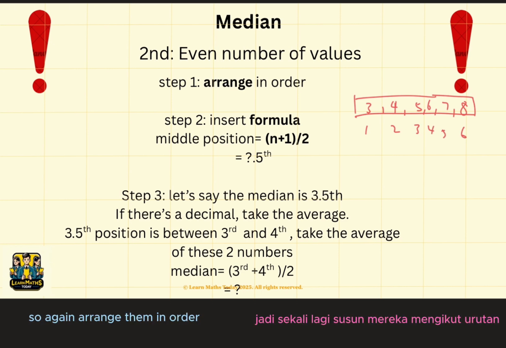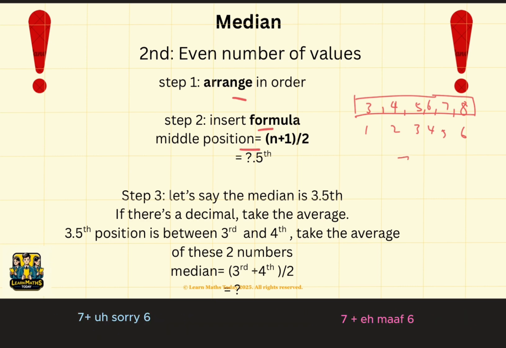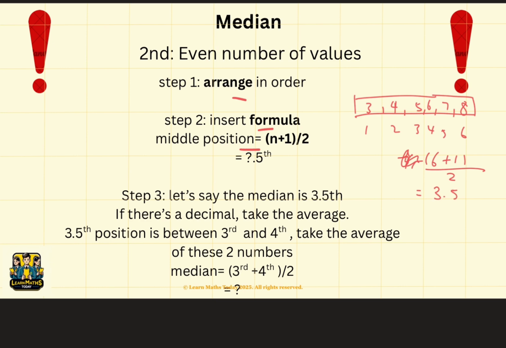So again, arrange them in order. In this case, it's already arranged in order. Insert the formula to find the middle position. How do you find the middle position? 6 plus 1, divided by 2, which will give you 3.5. So the median position is 3.5.